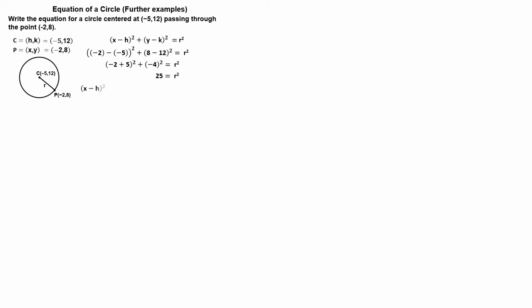We know that the center h, k is minus 5, 12, and that one of the points x, y is minus 2, 8. So we can determine the radius square by plugging these values into the standard form. We now replace h with minus 5, k with 12, and r square with 25 into the standard form of the equation of a circle.